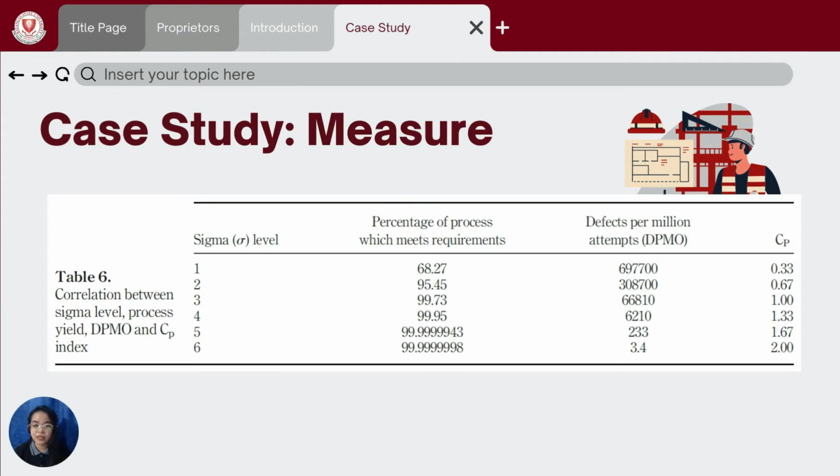In this table, the correlation of the calculated Cp value and the sigma level is displayed. This shows that, using interpolation, the Cp value of 0.24 and the obtained sigma level for the current process of 2.21 are related.